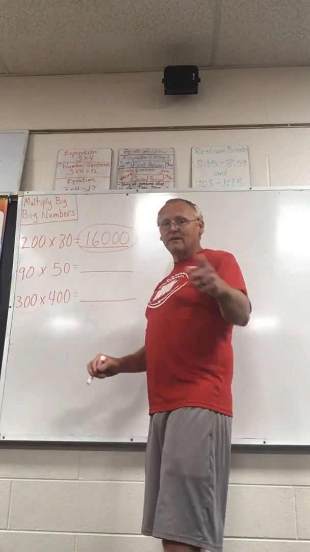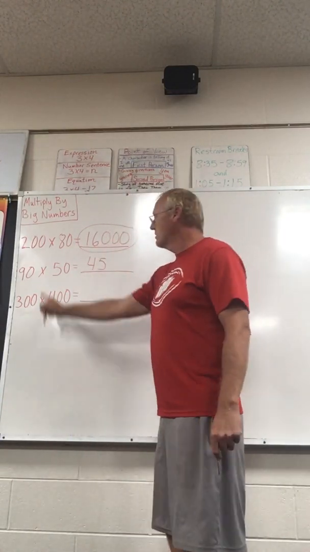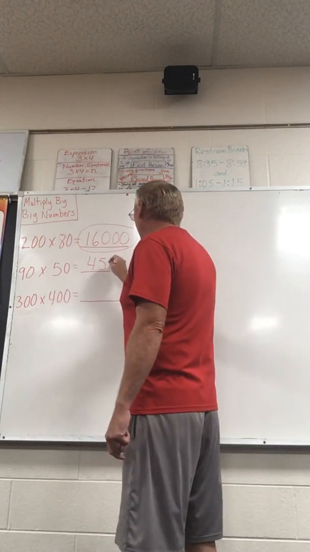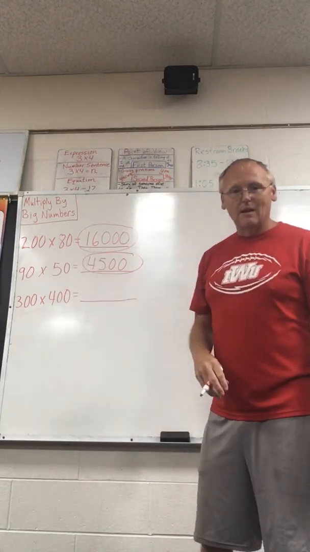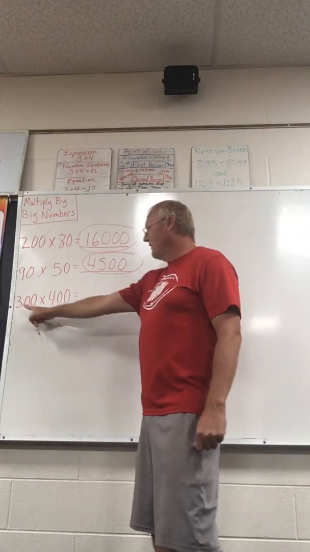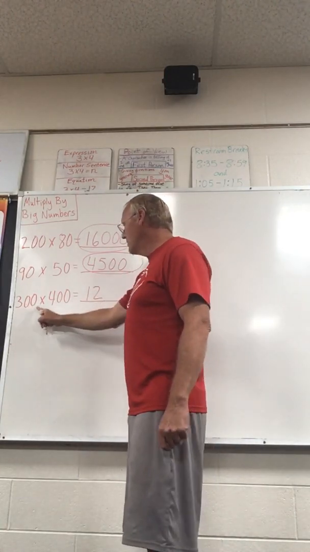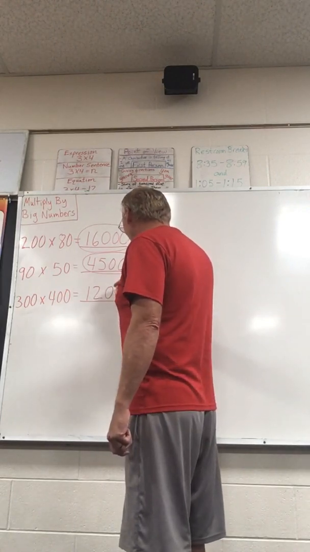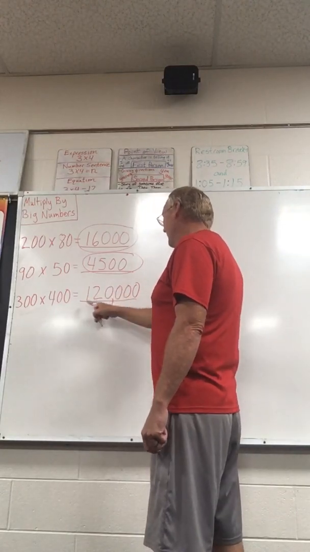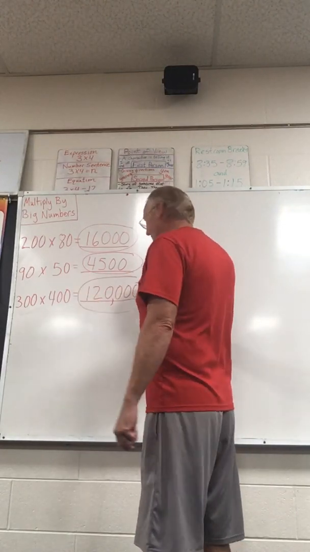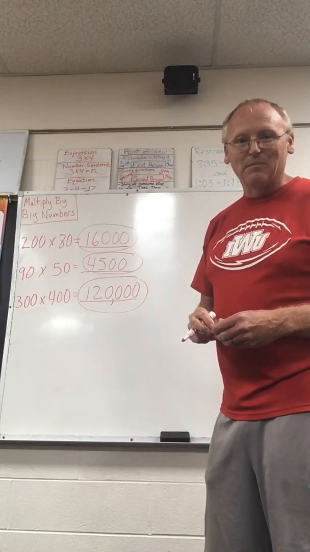9 times 5, that's 45. Count your zeros. 1, 2. So you put 2 of them in your answer. 4,500. This time I'm leaving the commas out. Okay, basic fact, 3 times 4, that's 12. Count your zeros. 1, 2, 3, 4. That's a lot of zeros, isn't it? Okay, this time I'm going to put the comma in there. It's 120,000. 120,000 is going to be your product for that one. That's quite a product, isn't it?